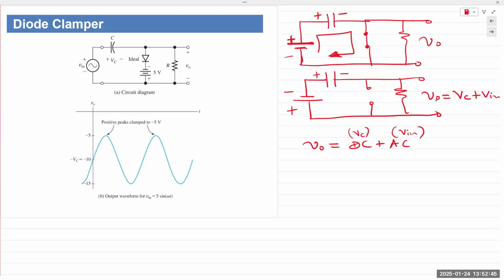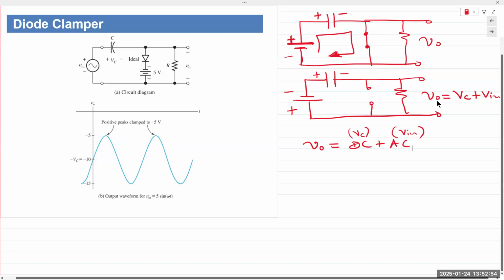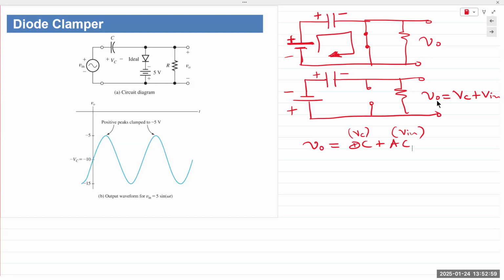Okay. If we flip the direction of the diode, we get a positive clamper, because now the capacitor charges in the negative half cycle, and then in the positive half cycle, the diode is off, and the entirety of the output is available at the other end. Okay. So if the diode is flipped in this direction, it results in a positive clamper. This would be a negative clamper because it's shifting the voltage waveform down.